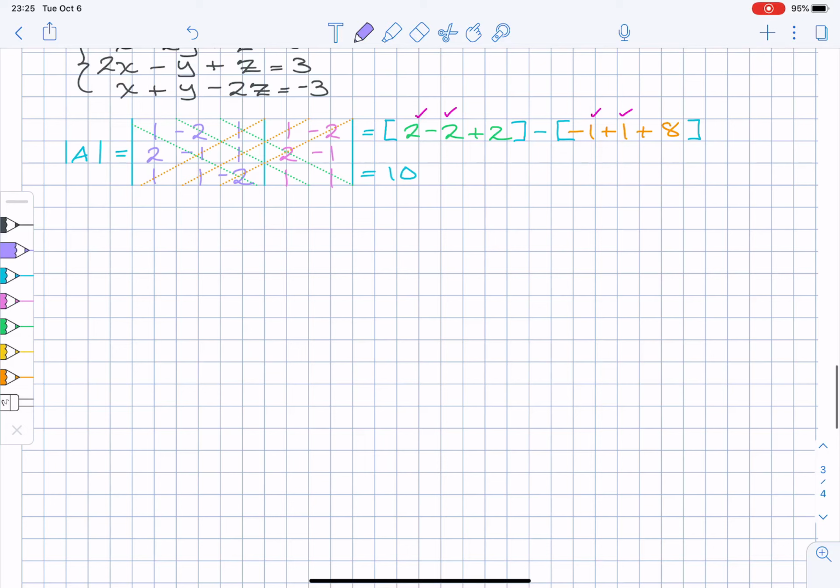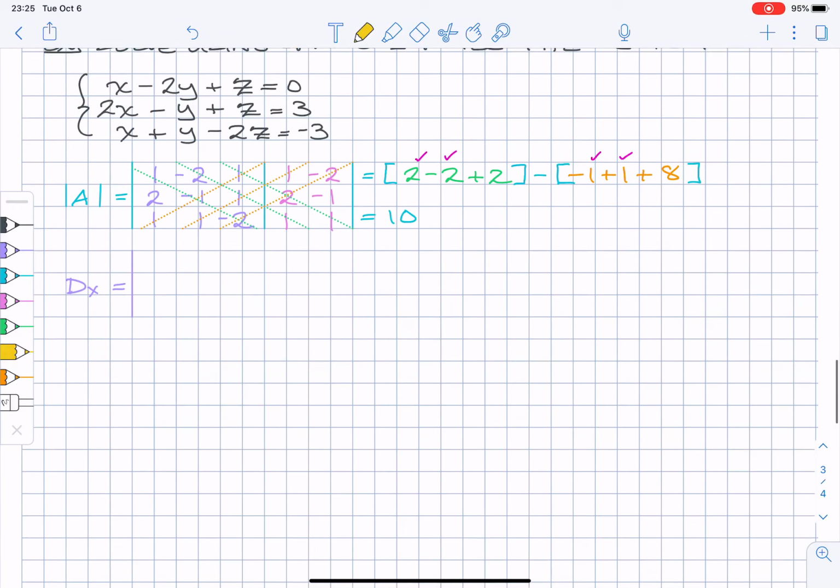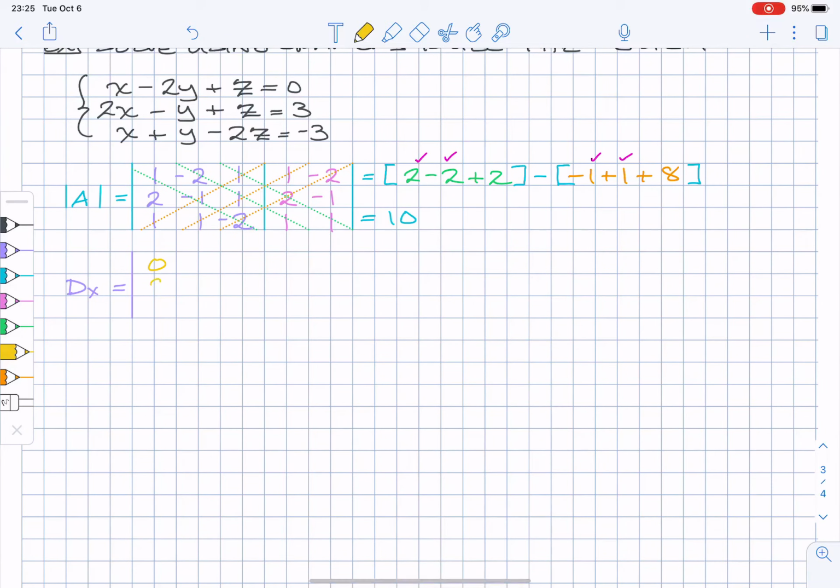Okay, now let's find capital D sub x. Well, that's going to be the determinant that swaps out the column for x with the answers 0, 3, negative 3. And the rest will remain the same. So negative 2, negative 1, 1, 1, 1, negative 2, augment. Now that to the right will be 0, 3, and negative 3. Then negative 2, negative 1, and 1.